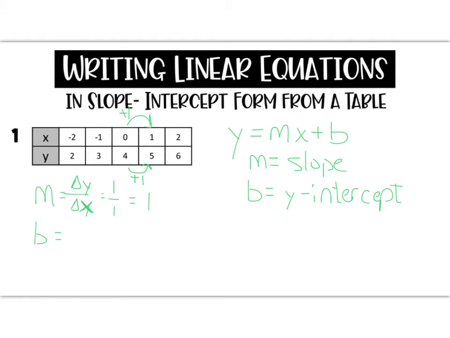Remember, b is the y-intercept. The y-intercept has an x-coordinate of 0. So you look for the point that has an x-coordinate of 0. So I see it right here. It is (0, 4). So b is 4. So I can write this equation as y equals 1x plus 4. You won't typically see the 1 in front of the x, but remember a coefficient of 1 is usually invisible, so it's y equals x plus 4.